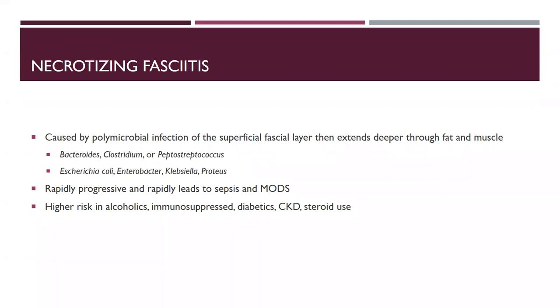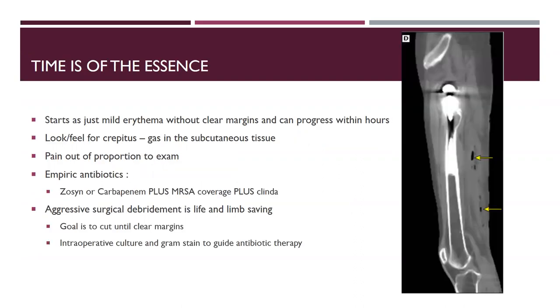There's a higher risk in alcoholics, those who are immunocompromised, those who are diabetic, anyone with CKD, and then steroid use kind of goes into the immunocompromised. The big thing is time is of the essence. It starts out with just some mild non-specific erythema and then can progress within hours. If you guys haven't had a patient with necrotizing fasciitis in the ER, we will line their skin with it and then we will check on it hourly and can watch it get progressively worse in just an hour.